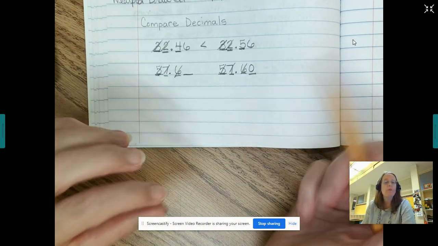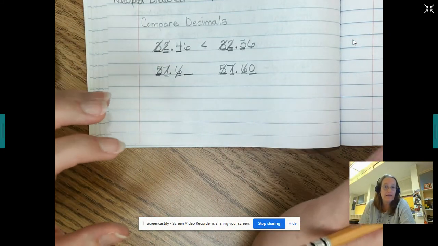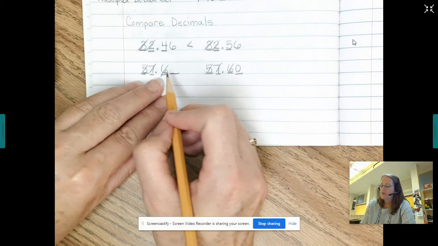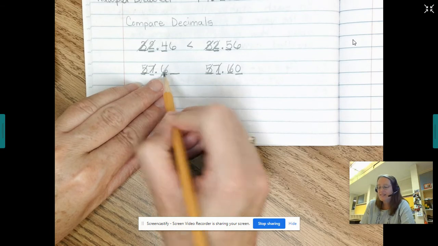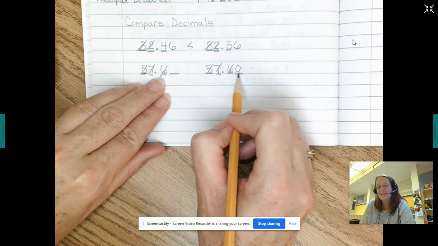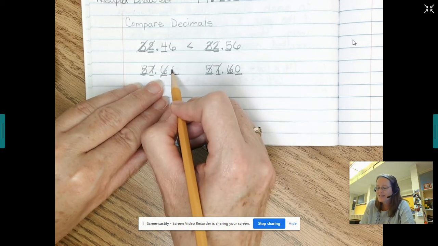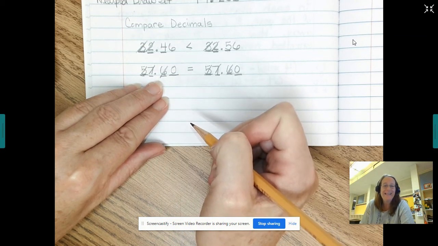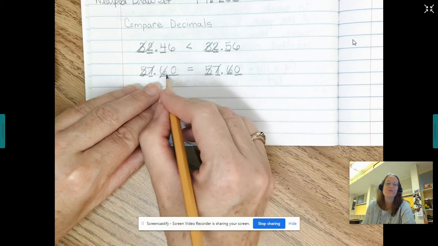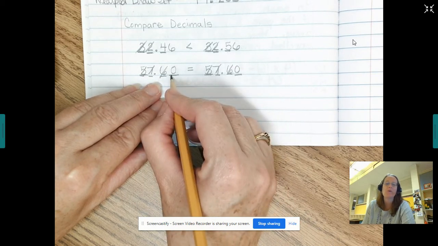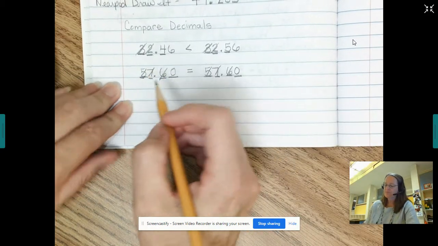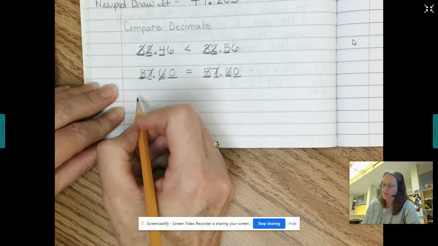Guys, remember when we were extending the dividend, when we were dividing? 6 tenths is equivalent to 60 hundredths. It's the same amount. Yay! You guessed it. Those two numbers are equal. Now, I am going to give you a little bit of a hint here. Look at these two numbers.